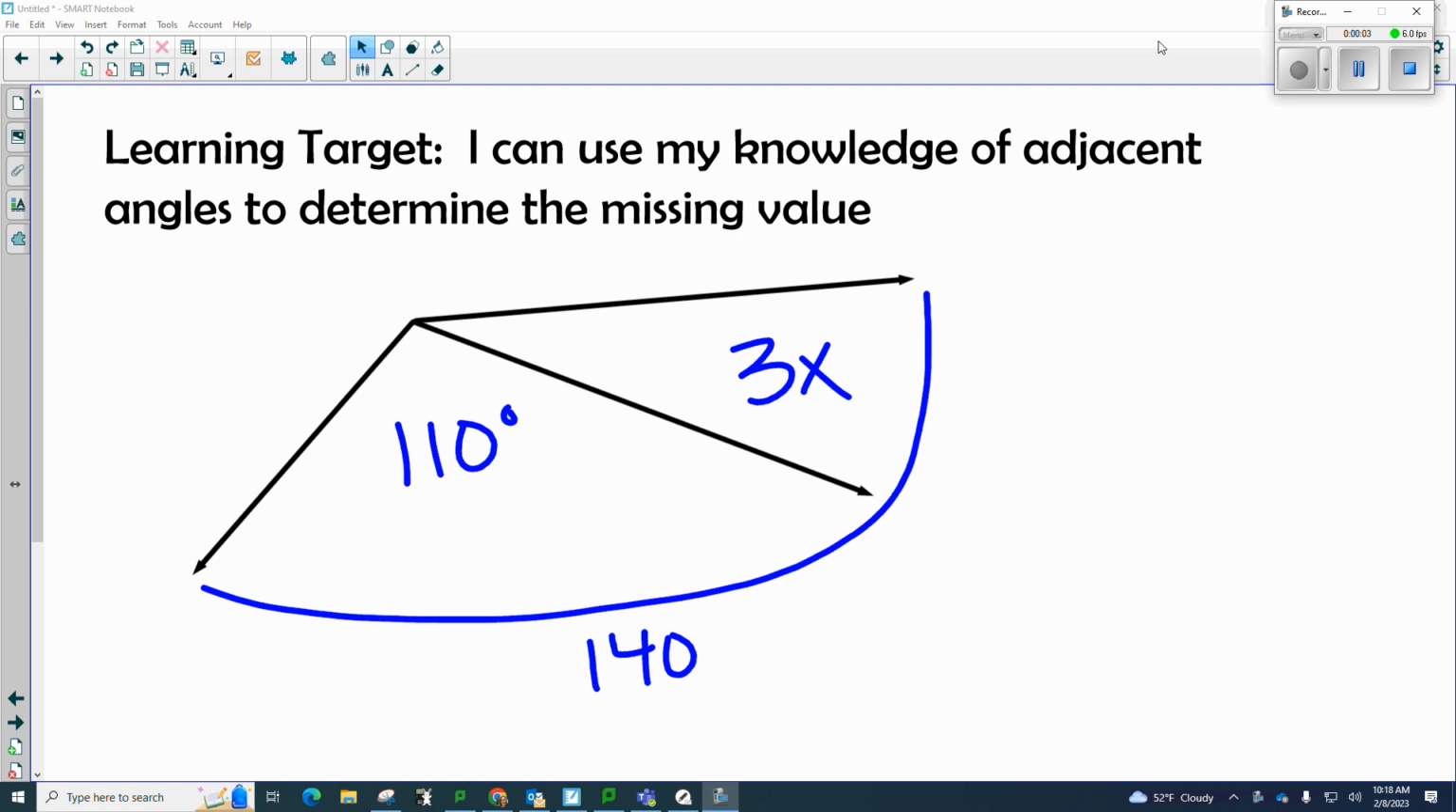Hi everybody, it's Mrs. Houston, and the learning target we're working on, this is part 2, is I can use my knowledge of adjacent angles to determine the missing value.